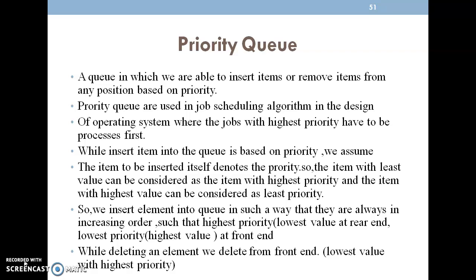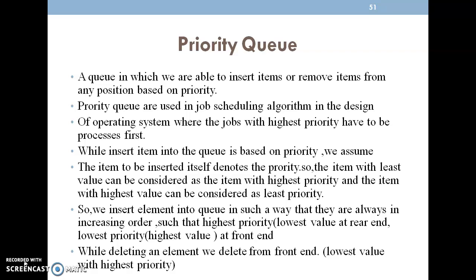In today's class, I am going to explain the next type of queue, that is priority queue. Earlier we have seen the ordinary queue, then circular queue, and then the third type, double-ended queue. And today it will be the fourth type of queue, that is priority queue. What is the difference between the above three types and this type?